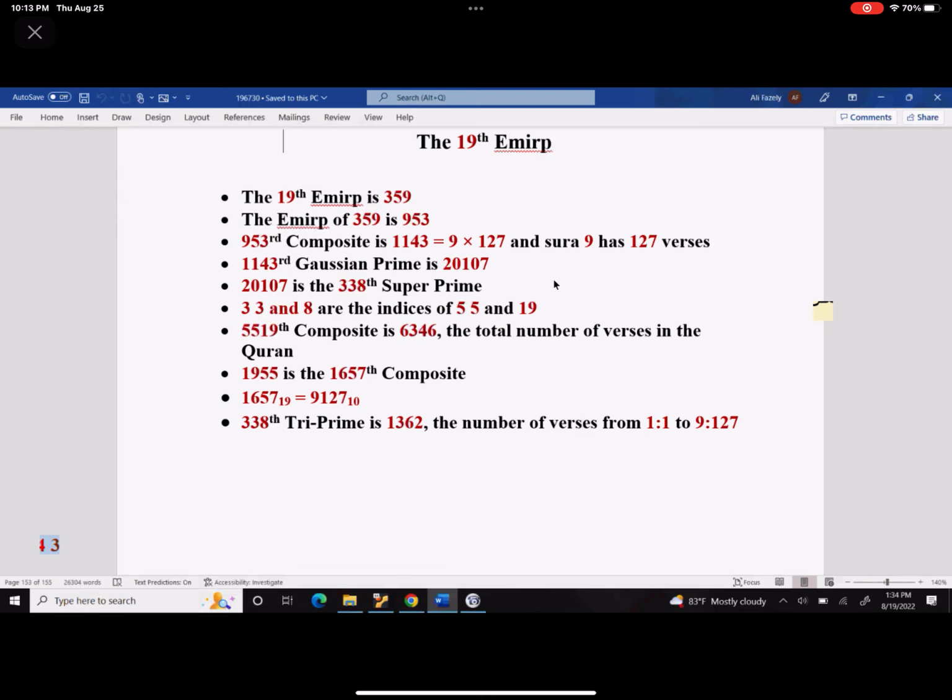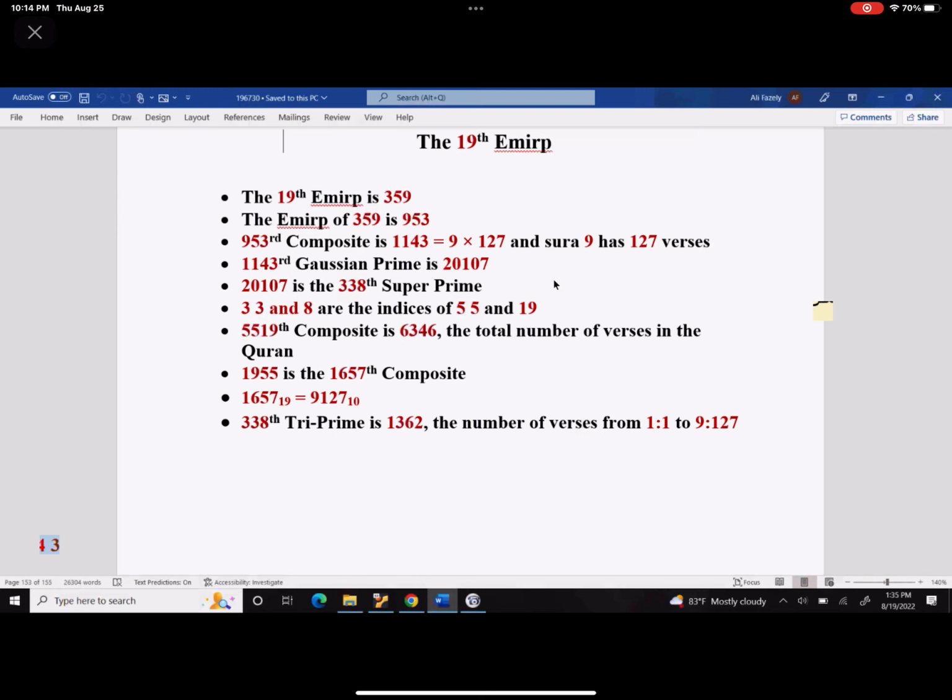5519 composite happens to be 6,346, which is the total number of verses in the entire Quran. This is including the unnumbered Bismillahs. Okay? So let's rearrange this. Instead of 5519, we write it 1955. 1955 happens to be the 1657th composite, and 1657 in base 19 is 9127 or 9127 in base 10.